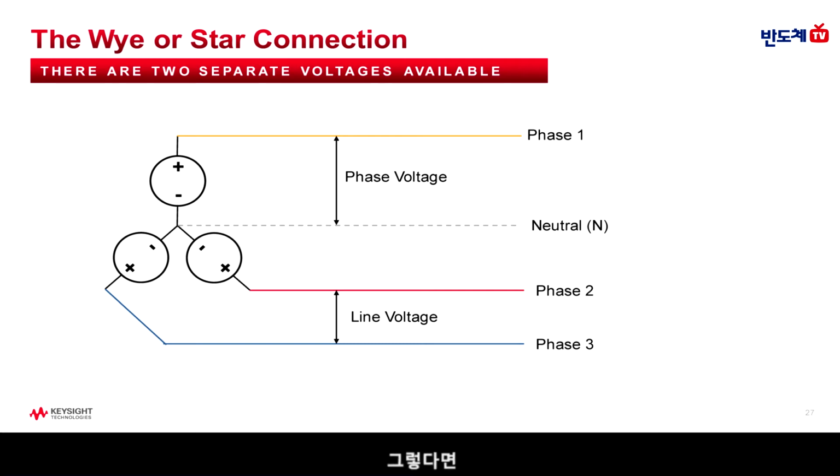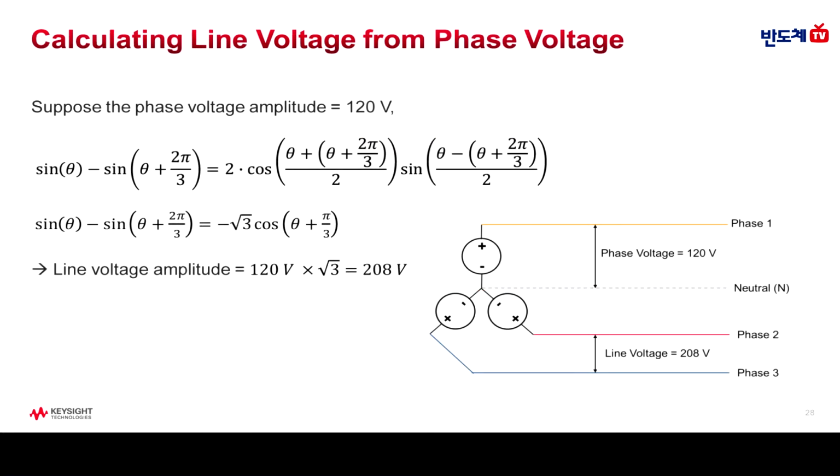So, of course, a reasonable question to ask is, what's the relationship between these two voltages? Suppose we have a phase voltage amplitude of 120 volts. Well, how do I calculate the line voltage? Basically, I just need to subtract one phase from another, and then determine what the amplitude difference is.